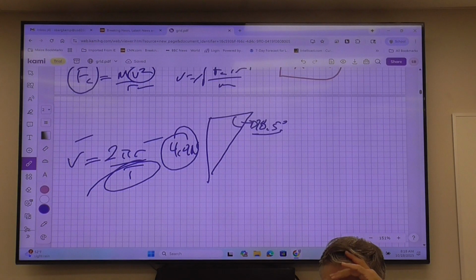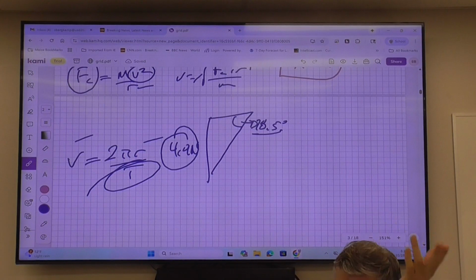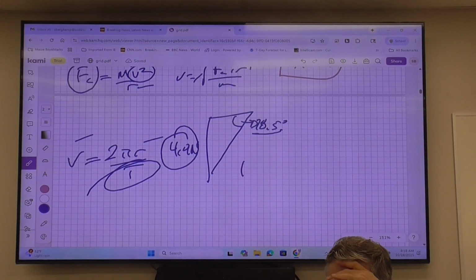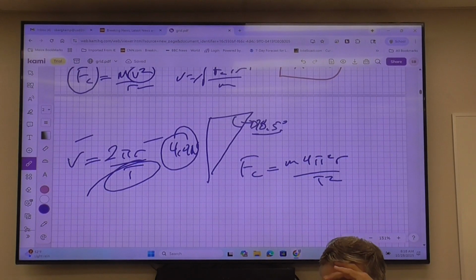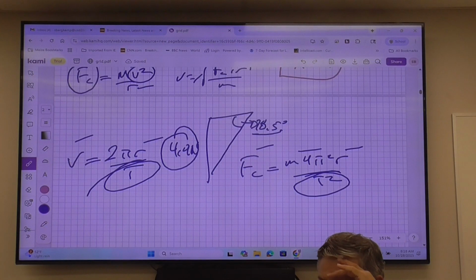Okay? Now the other thing that you could do, you could use centripetal force equals mass 4 pi squared r over t squared. You know the centripetal force because you just found it. You know the radius, you know the mass, solve for period. You could also do that.